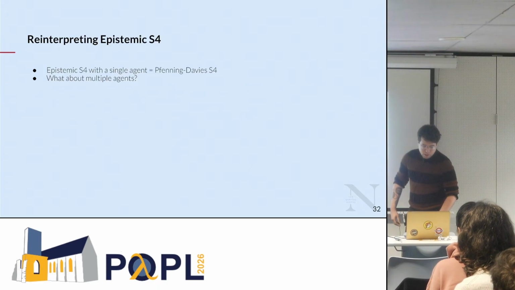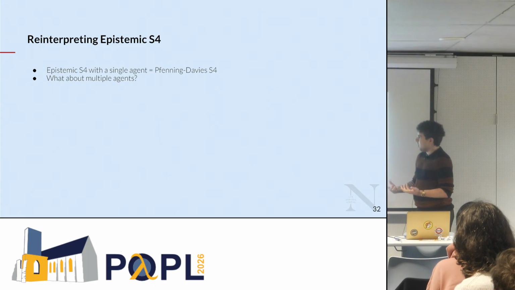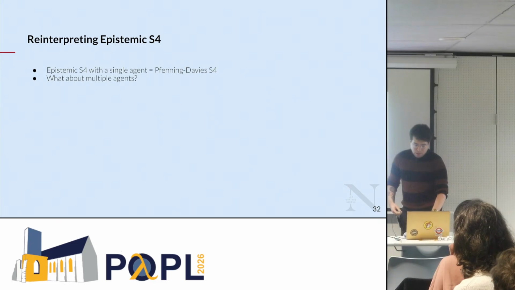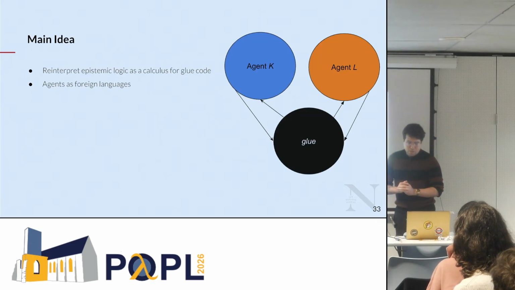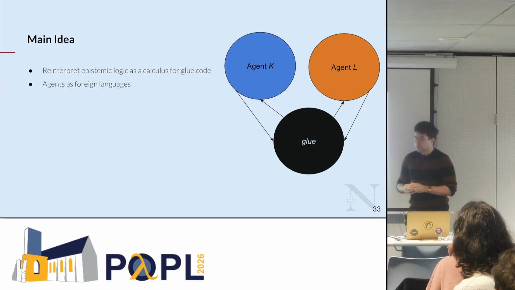OK. So I just finished talking about Fenning-Davies's S4 and the epistemic S4 and how they're related. And in fact, I argue, well, if you have epistemic S4 with a single agent, it's just Fenning-Davies's S4. So surely we get something with multiple agents. And the main idea is to think of multiple agents as being multiple languages in a system interacting. So we're going to reinterpret epistemic logic as a calculus for glue code. And we're going to think of agents as foreign languages. And the glue code will be the way that they intermediate.